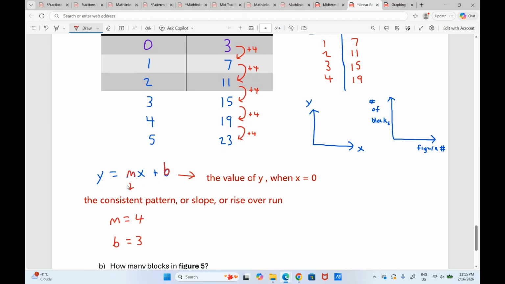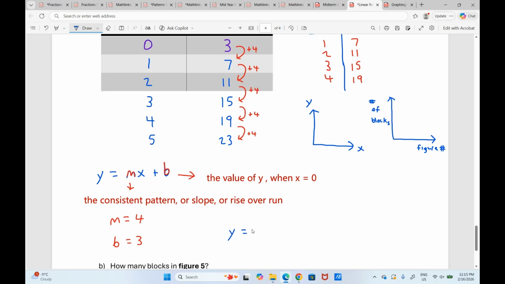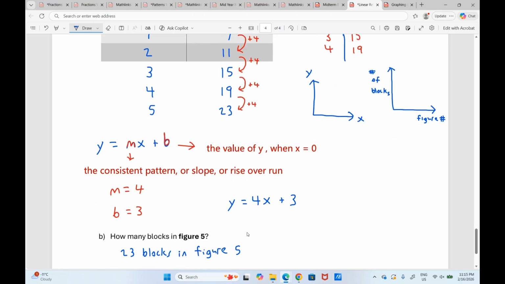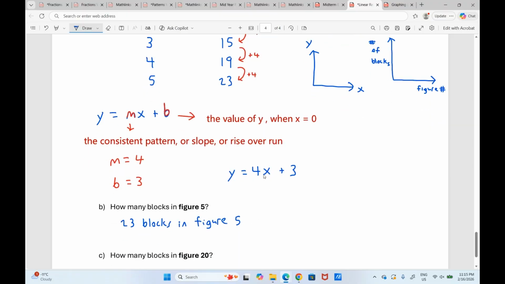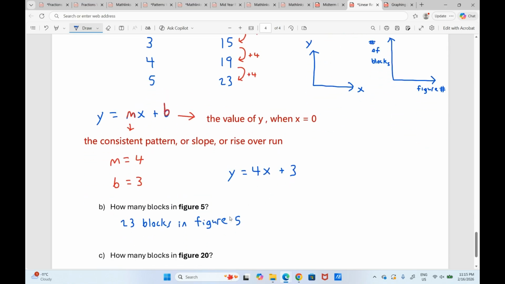So now when I write this equation out again, it would look like y equals 4x plus 3. So again, y equals mx plus b would become y equals 4x plus 3. Now, how does this equation help me? Well, if I were to just substitute in my figure number, which is 5, in lieu of x, I can solve for question B and C. So let's take a look at this.